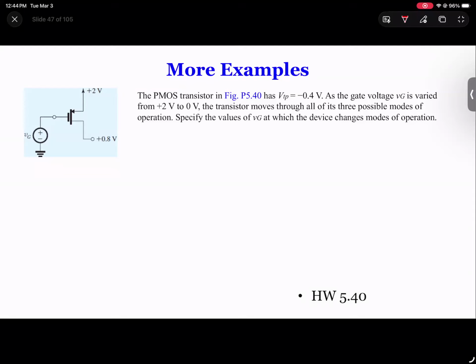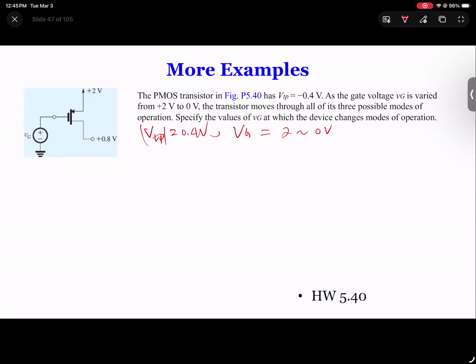A PMOS, and we can write down, says VTP is 0.4 volts. The gate voltage is varied, so VG varies between 2 and 0 volts. So the transistor moves through all its three possible modes, specify the value of VG at which the device changes modes of operation.